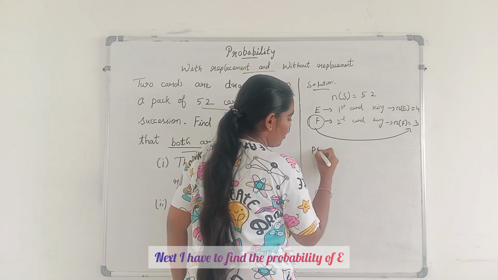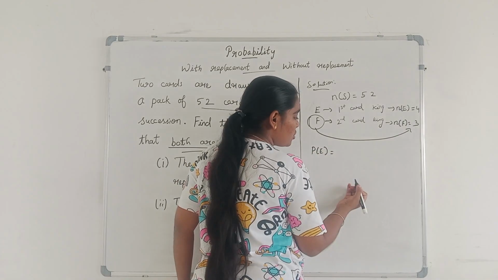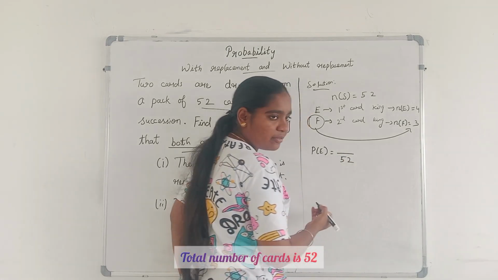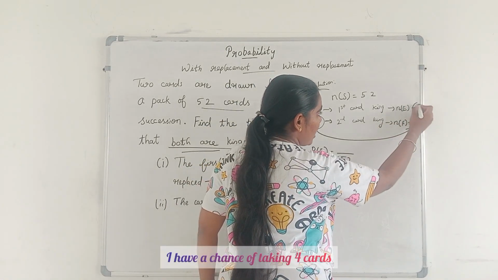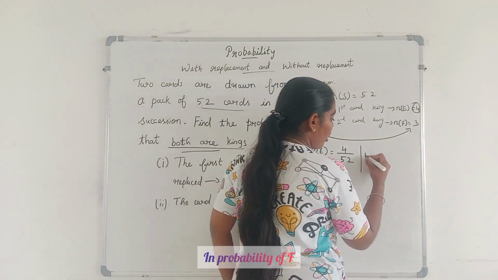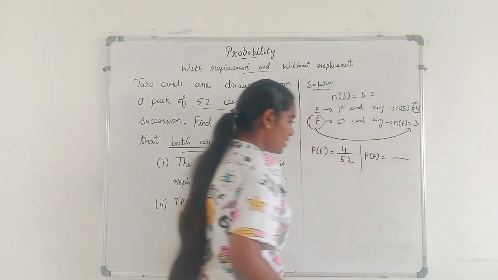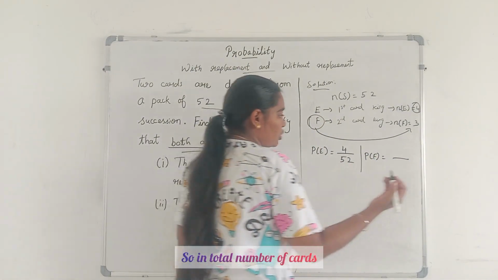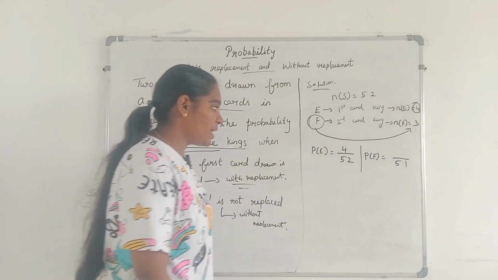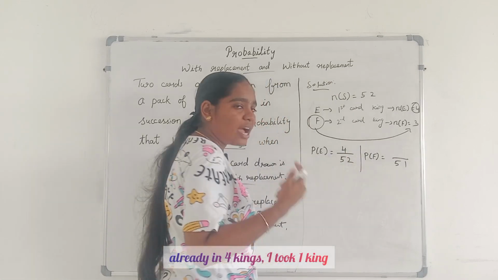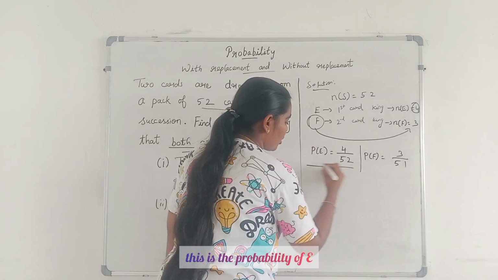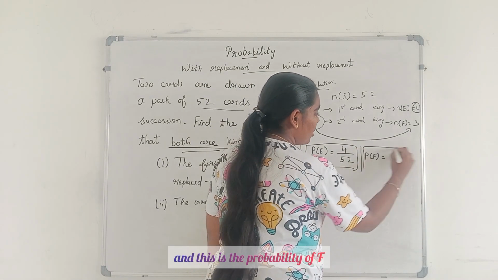Next, I have to find the probability of E. Probability of E means the total number of cards is 52, and in that I have a chance of taking 4 cards. So 4 by 52. In probability of F, I already took 1 card. So in the total number of cards, 1 card will be reduced. That is 51. Next, in the 4 kings, I already took 1 king, so there will be 3 kings alone. This is the probability of E and this is the probability of F.